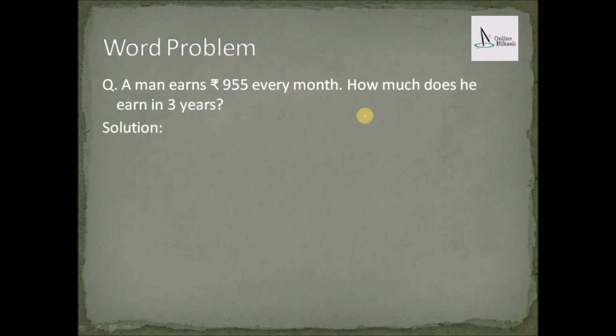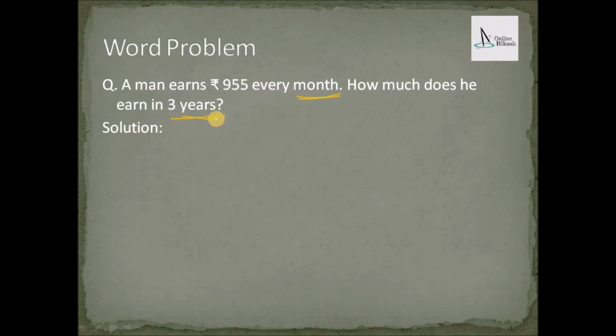A man earns rupees 955 every month. How much does he earn in 3 years? In this question they are saying that a man is earning. Earn means what? His income. From somewhere he is getting money, 955 every month. So how much does he earn in 3 years? Note this one, month. We are given the amount per month, but they are asking in years.